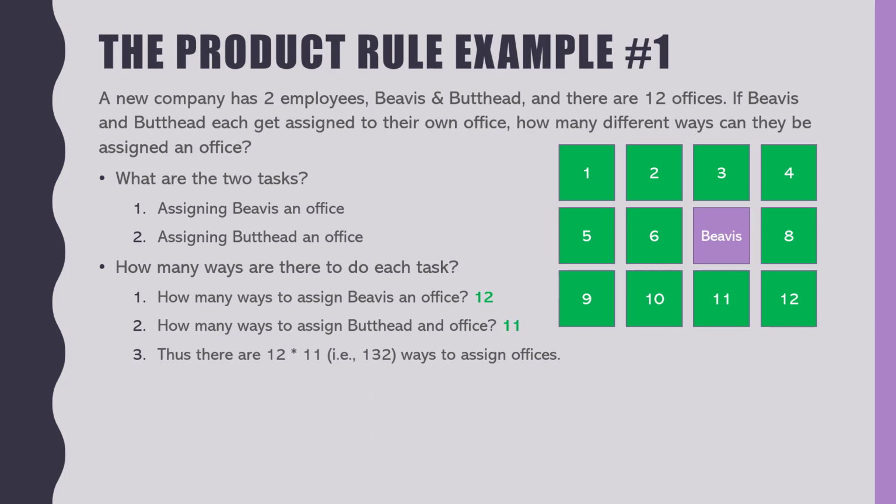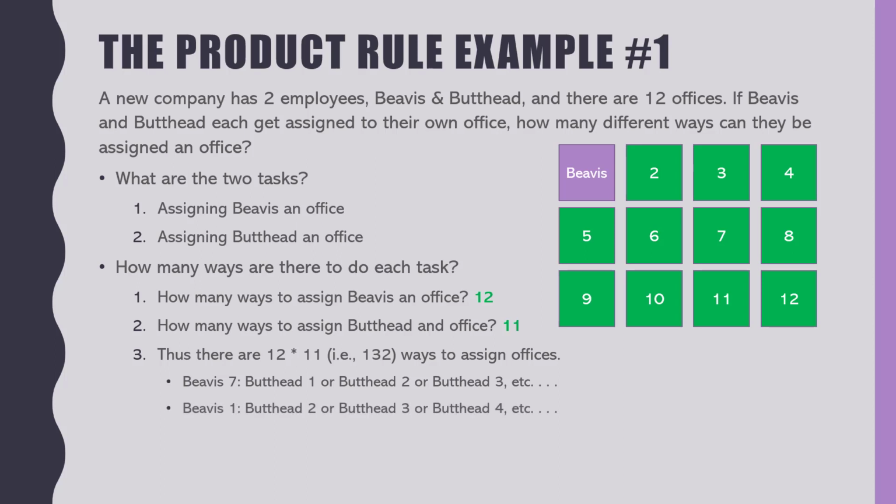We're labeling these offices 1 through 12 like so. And right now, Beavis is in number 7. So Beavis is number 7. Butthead could be in 1 or 2 or 3 or 4 or 5 and so on, right? Or we can move Beavis to office number 1, and then we have Beavis in 1, Butthead in 2 or 3 or 4 or 5, etc., right? So you can see with every single place Beavis is, there's 11 other places that Butthead can be. That's huge. It's a lot of different combinations.